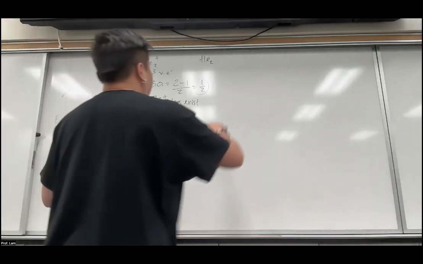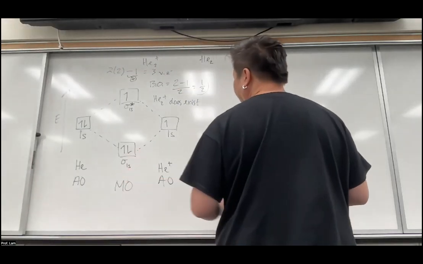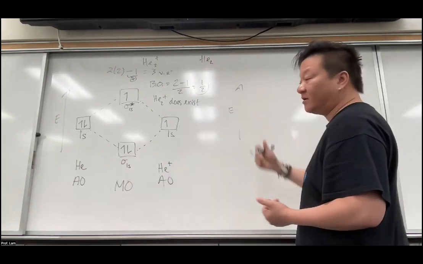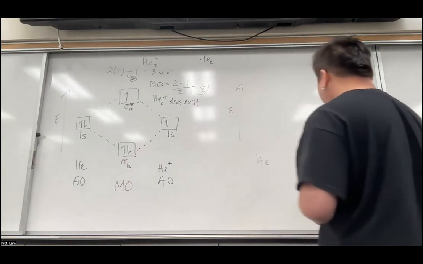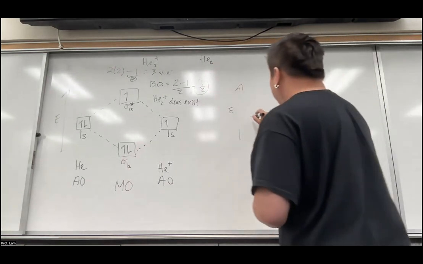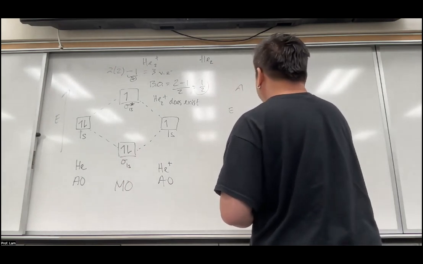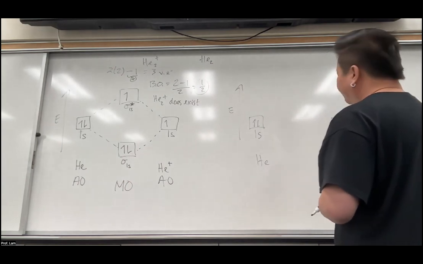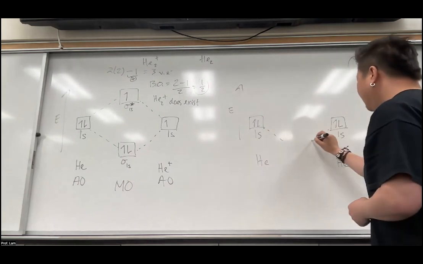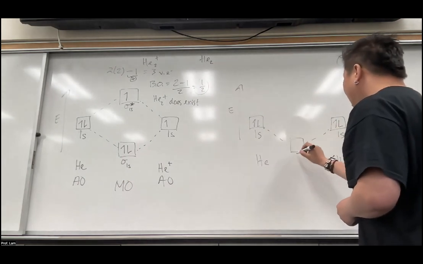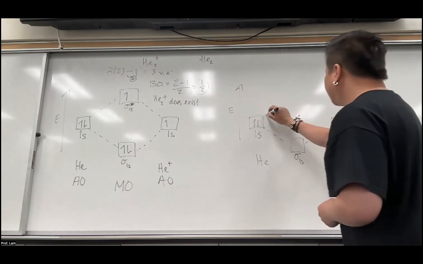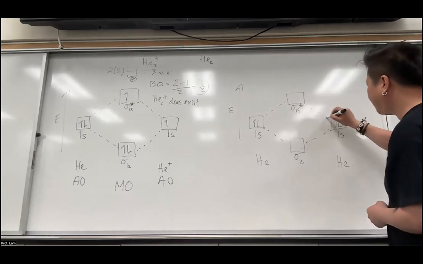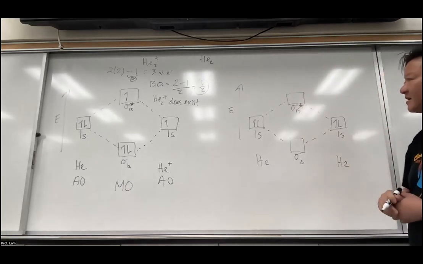Okay. Let's do He2 and compare. So again, we have to figure out what 2 atoms make up He2. Obviously, it's going to be He and He, right? And He is 1s2. The other He is also 1s2. Okay, let's make them collide. We call this the sigma 1s. This one's a sigma 1s star, right? The bonding and the antibonding.